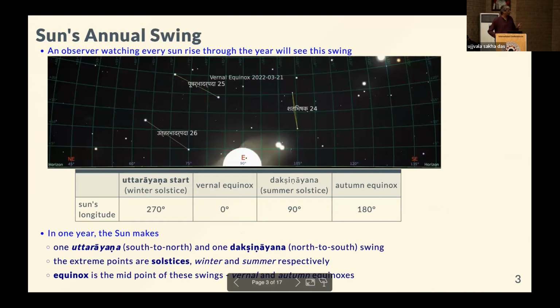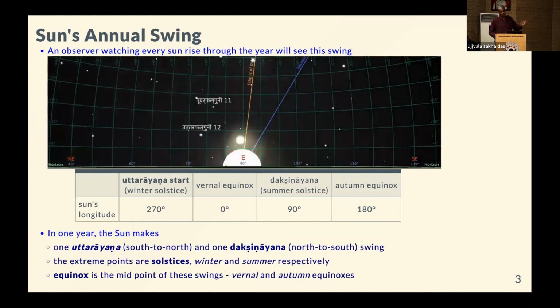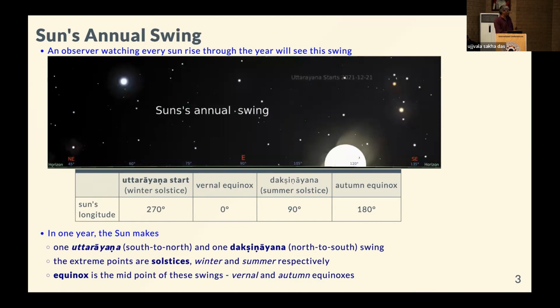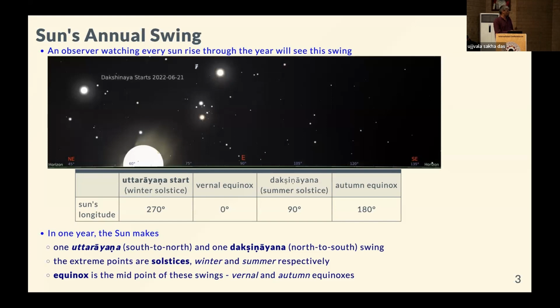So this is just to set some background as to what ayana means, what uttarāyaṇa means, what dakṣiṇāyana means. This picture basically shows, if you are an observer looking east through the year and you observe the sunrise, you will see the sunrise in the extreme south here, which is the uttarāyaṇa point, from where the sun starts journeying north. So this whole journey is called uttarāyaṇa. In the middle, the sunrise is due east, which is the midpoint, which is the equinox, a kind of zero point. Then it goes to the extreme north, from where it starts the southern journey.